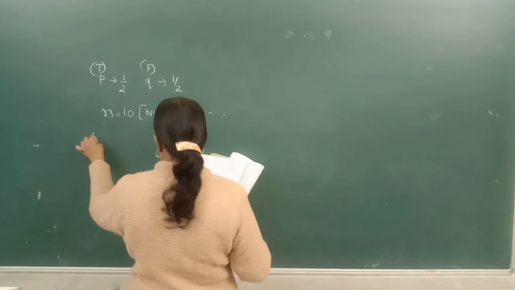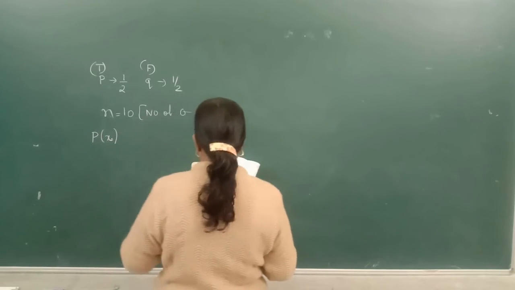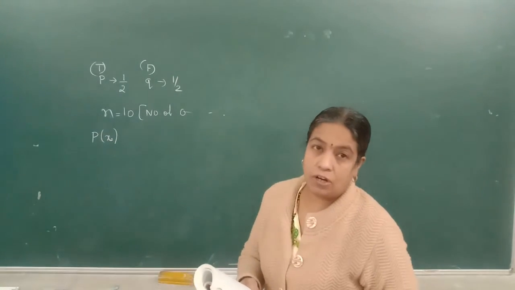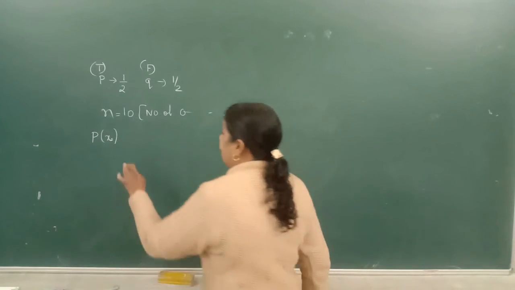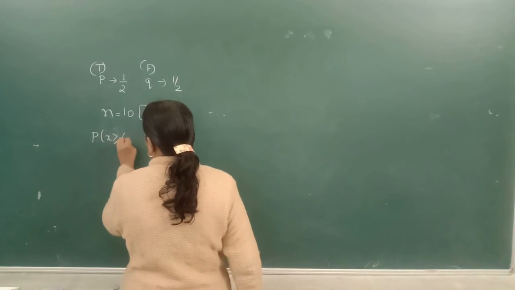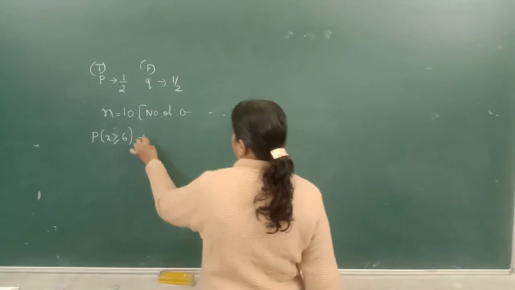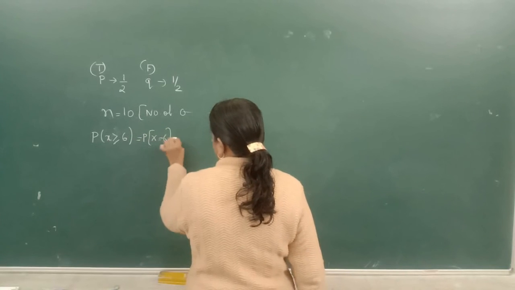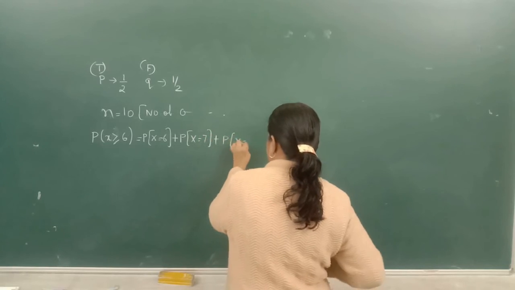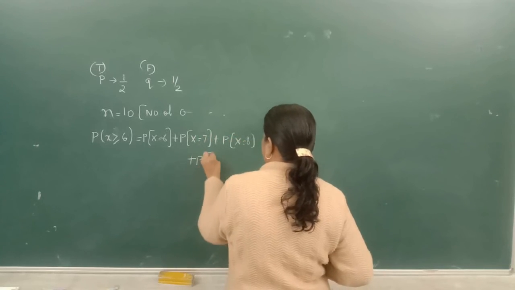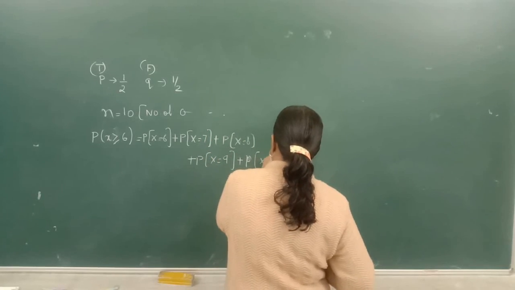Now we want P of X equal to, how many do we want here? We want that at least 6 of the answers are correctly answered. At least 6 means greater than or equal to 6. Means 6 can also be correct, so P of X equal to 6 plus 7 is also possible, plus 8 is also possible, plus P of X equal to 9, or P of X equal to 10 also.